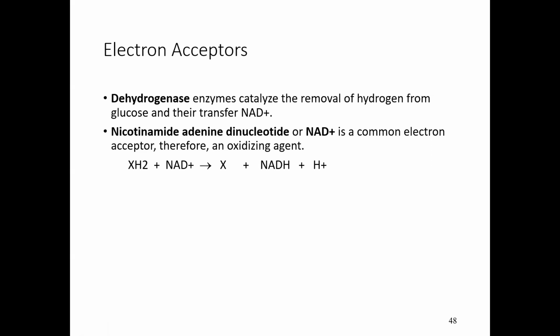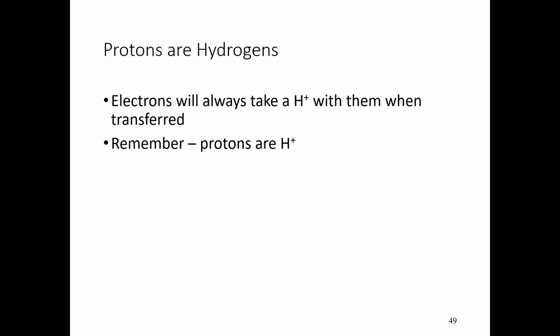So the dehydrogenase enzymes strip off the hydrogens and the electrons from the glucose, and the NAD+ grabs those hydrogens and electrons and becomes NADH + H+. Protons are hydrogens. They are a positively charged hydrogen atom. They're a hydrogen ion. That's what a proton is. And every time a hydrogen comes off, an electron goes with it because they keep the charges balanced.